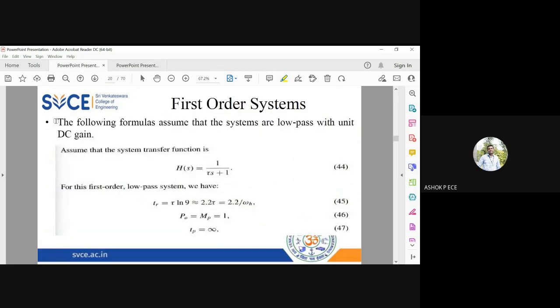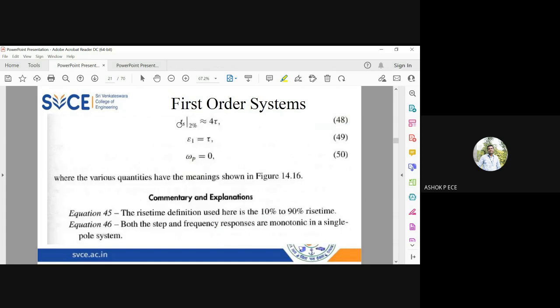So the following formulas are for the first order system. First order system means you are going to have only one pole, H of s equal to 1 by tau s plus 1. And we don't have to derive the parameters here, so you can directly use the parameters for your analysis. So the rise time is given by 2.2 tau or 2.2 by omega h angular frequency, Mp equal to 1 and Tp equal to infinity. So all these are the parameters, and settling time is 4 tau, epsilon 1 is going to be tau, and omega p is going to be 0.